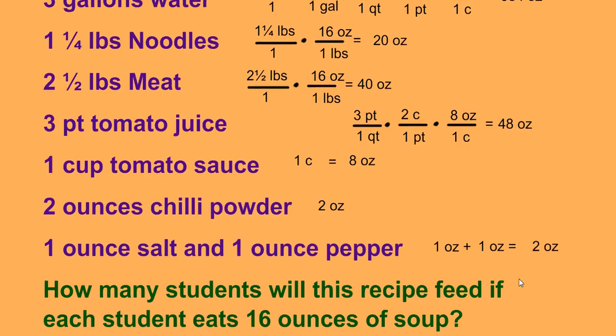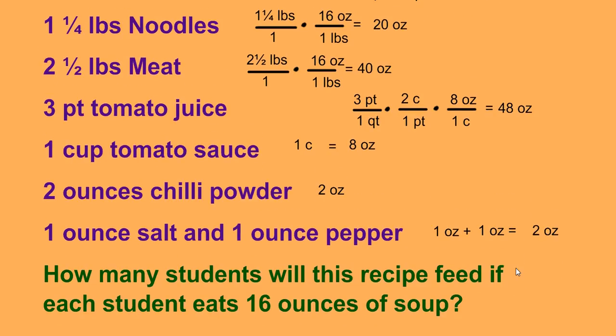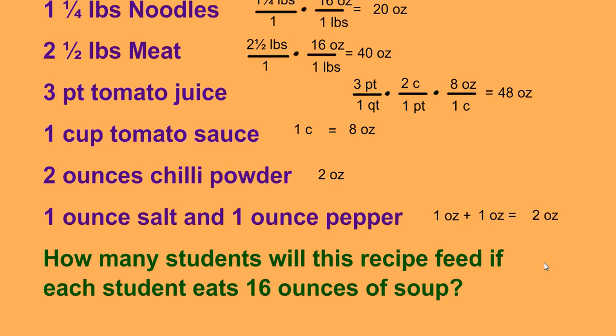And we have 2 ounces of salt and pepper when you combine them. That gives us a grand total, which can be divided by 16 to give you 31.5. So it can feed 31 students.